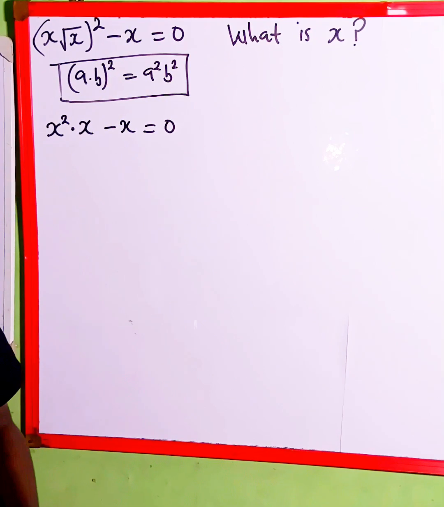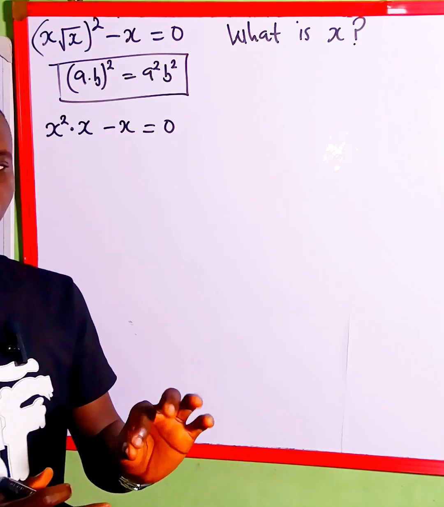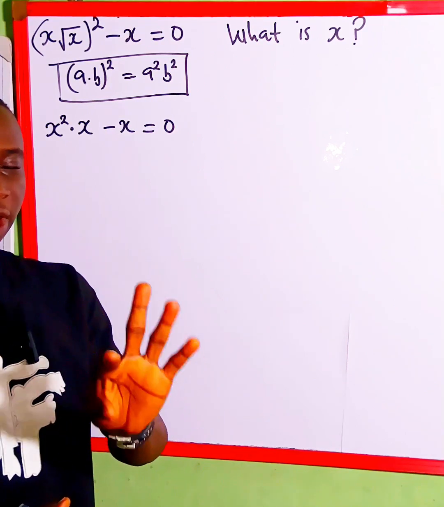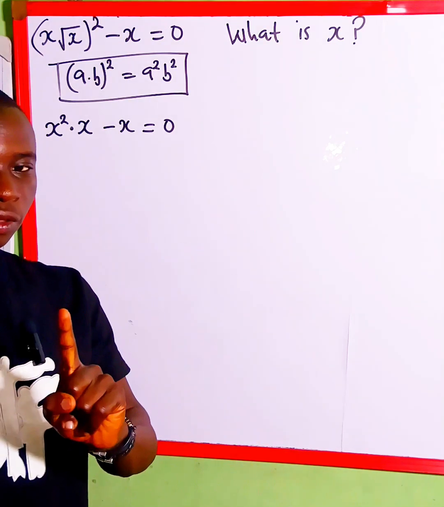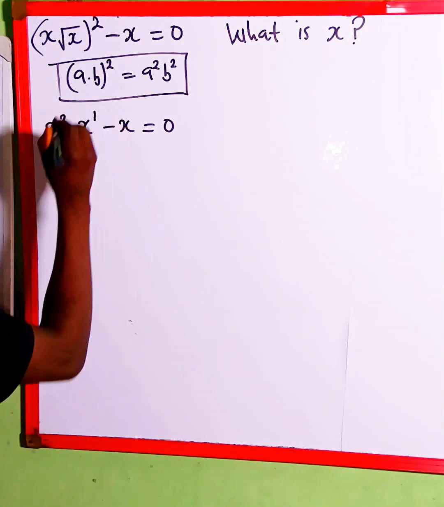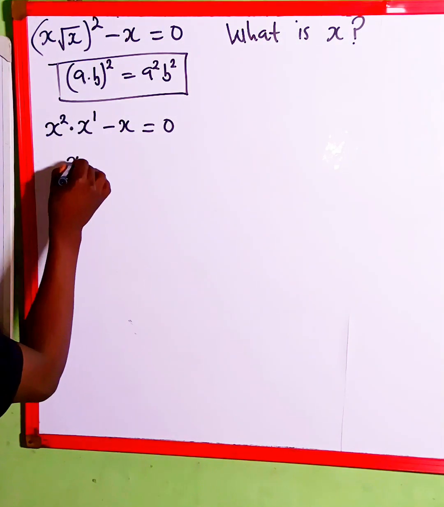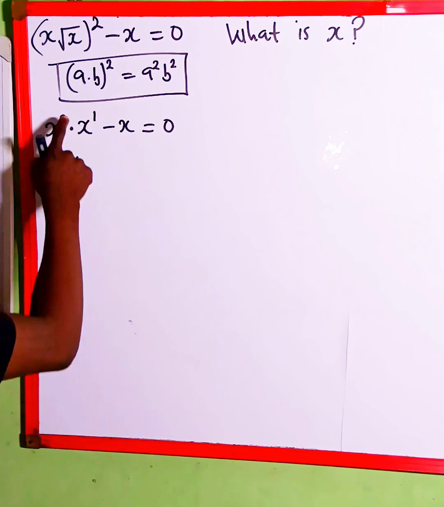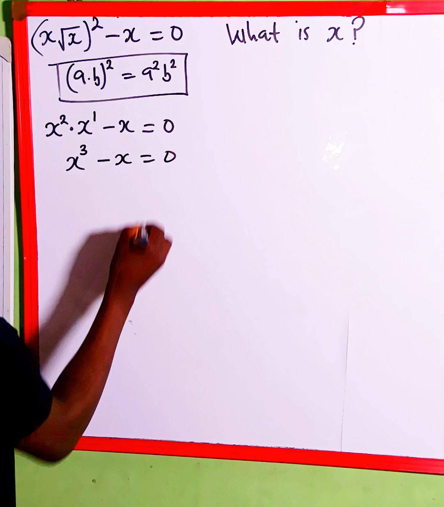Now the next thing we're going to recall is the multiplication property of indices. When the operation separating two expressions is multiplication and the bases are the same, you write one of the base and add the powers. Here x is the same as x raised to the power of 1, and as you can see the bases are the same, so we write one of the base, then we add the powers. 2 plus 1 is 3, then minus x is equal to 0.